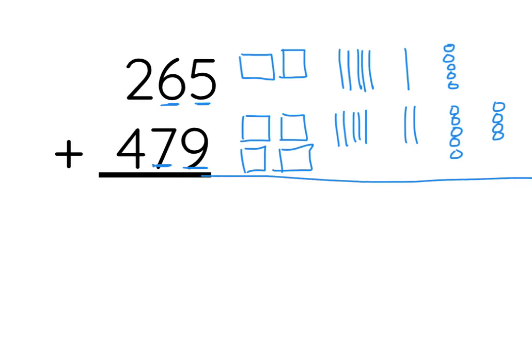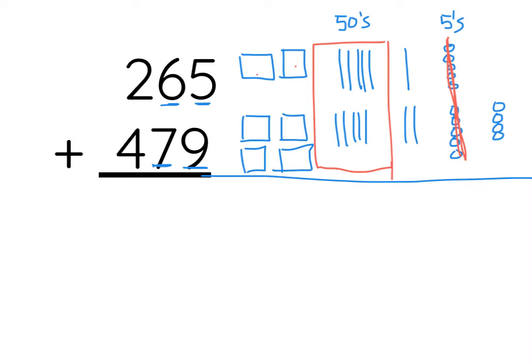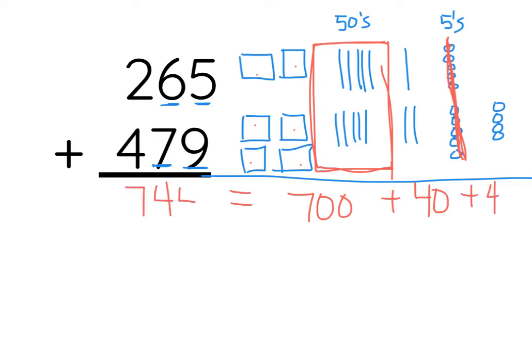So I have my 5 groups. Do you see my 50s and my 5s? That makes it so I can say, woohoo, 100, woohoo, 10. So then I have 100, 200, 300, 400, 500, 600, and another one is 700. 30 plus that 10 is 40 and 4. So 744.